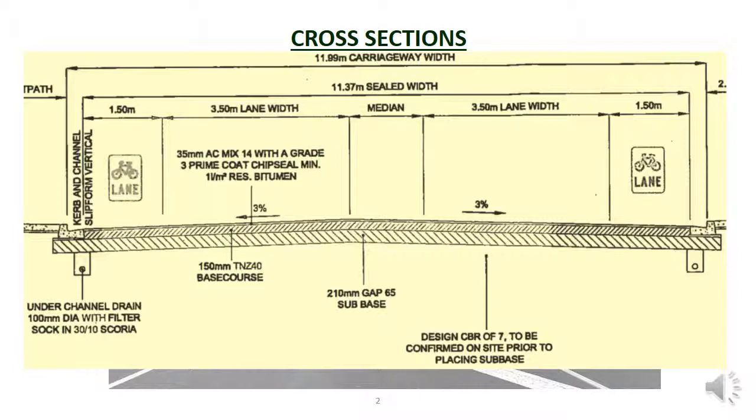For example, DIA is the diameter, which is the inside width of the pipe. AC Mix 14 is a type of asphaltic concrete. Note they specify a chip seal is to be laid first. CBR is California bearing ratio, which is a measure of the strength of the subgrade soil. We will be looking at all of these materials in other videos.